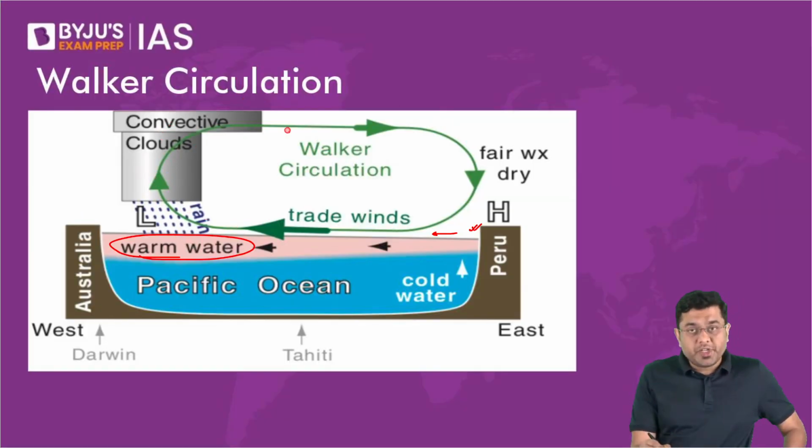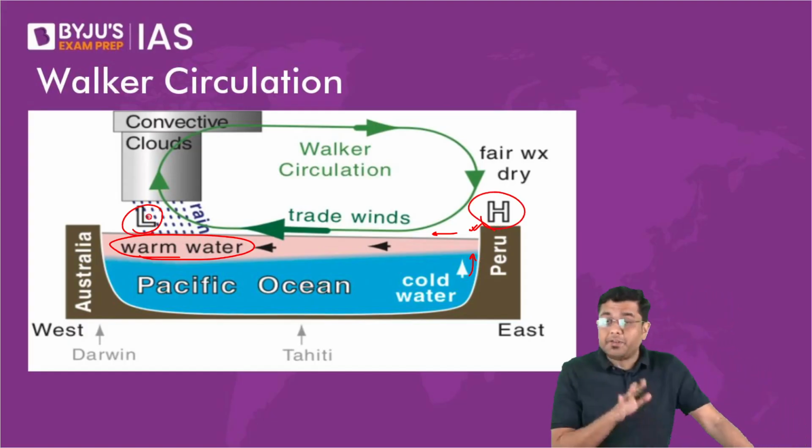A circulation is achieved between high pressure and low pressure. Here the cold subsurface water will rise up, creating a high pressure. Here you will have low pressure. So that is your Walker circulation.